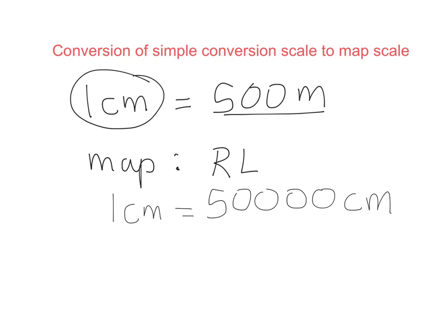Now all we have to do is get rid of the units, and then write it as a ratio, 1 to 50,000. And now we have done the whole conversion. The map scale says that one of every unit on the map equals 50,000 of the same unit in real life.